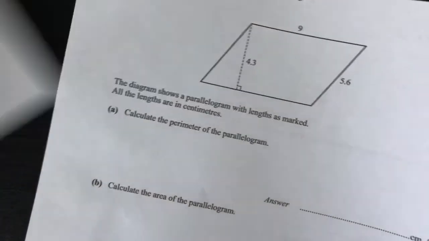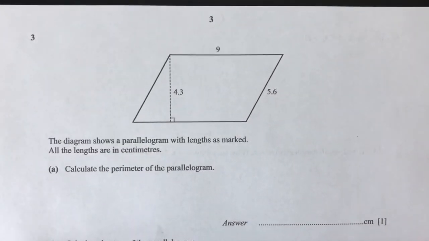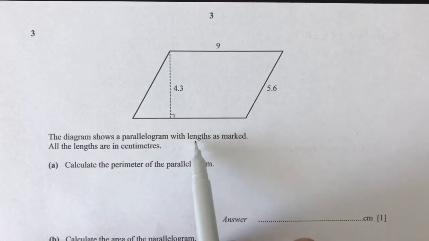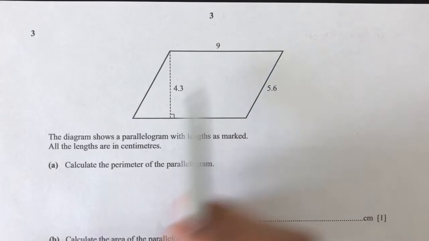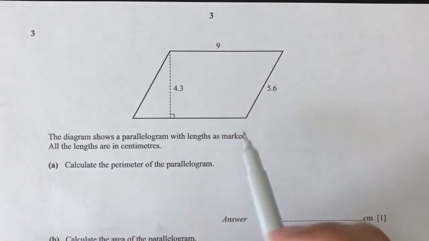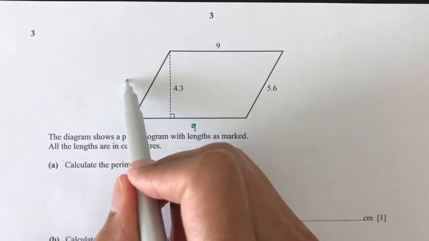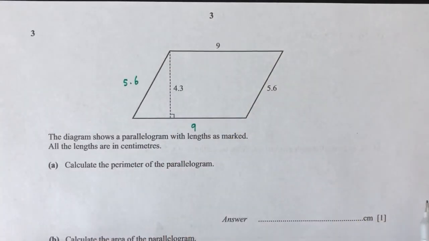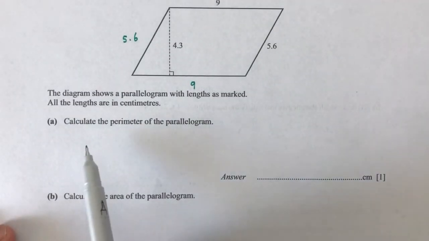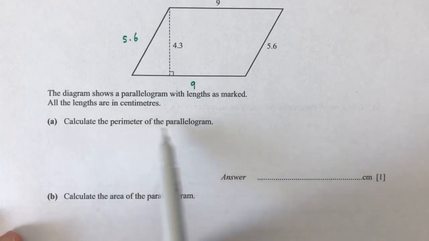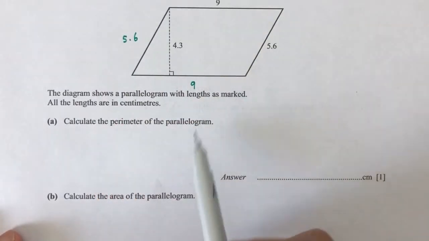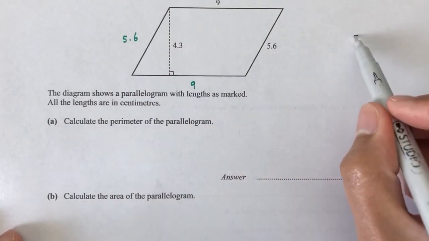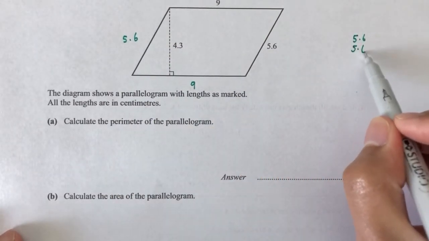Moving on to question 3. The diagram shows a parallelogram with lengths as marked. So this, this, this, and this. This is also 9. This is 5.6 as well. And this is the height, 4.3. Now, it says calculate the perimeter of the parallelogram. So pretty easy. 5.6 plus 5.6.